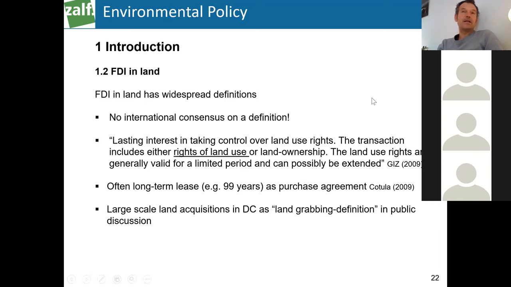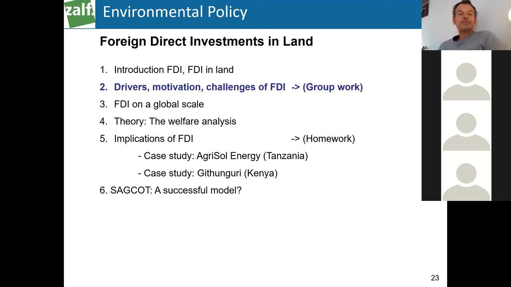Normally it is leased today, for 99 years, but of course it is a quasi-purchase agreement, because in 100 years you can really have your investment targeted with the revenues. Large-scale land acquisition is this kind of land grabbing definition in the public discussion. You hear land grabbing, and it is also widely used now in discussions at policy level.